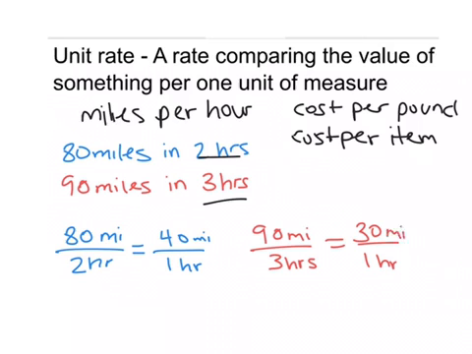And notice here that I just simplified my fractions, basically. Before I had 80 over 2, and I noticed that from the 2 to get to 1, I divide by 2. So I took my 80 and I divided it by 2. Over here, I took my 3, divided by 3 to get 1. So 90 divided by 3 gives me 30.